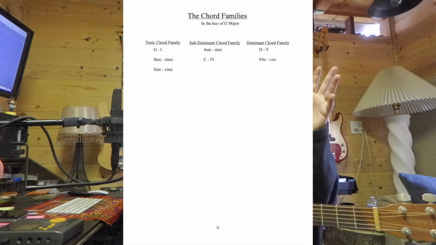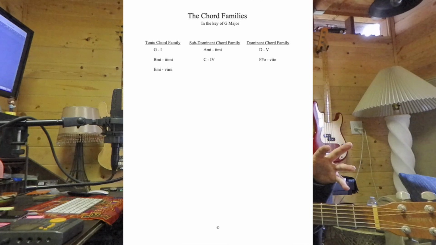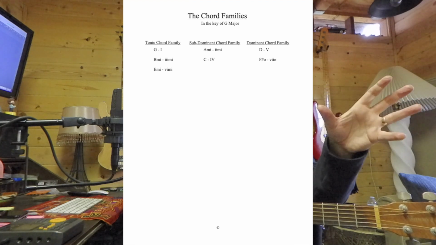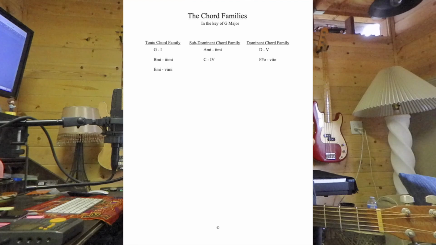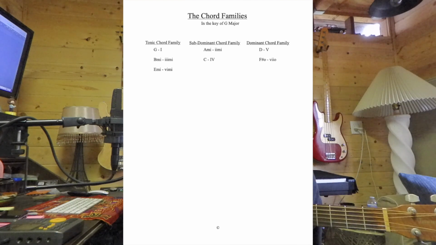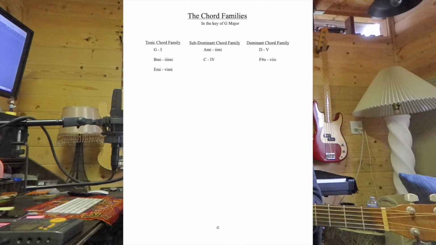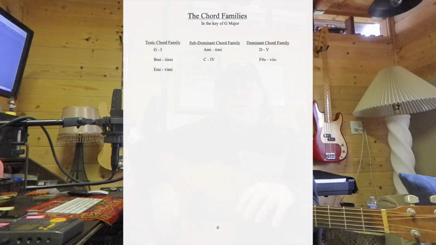So just to recap, the tonic chord family chords are the 1 chord, in this case G major, the 3 minor chord, in this case B minor, and the 6 minor chord, in this case E minor. Those are all in the box or the category of tonic. The subdominant chord family, the 2 minor chord, or in this case A minor, and the 4 major chord, in this case C major. And then the final category, the dominant chord family, we have the 5 chord, in this case D major, and the 7th chord, in this case F sharp diminished.